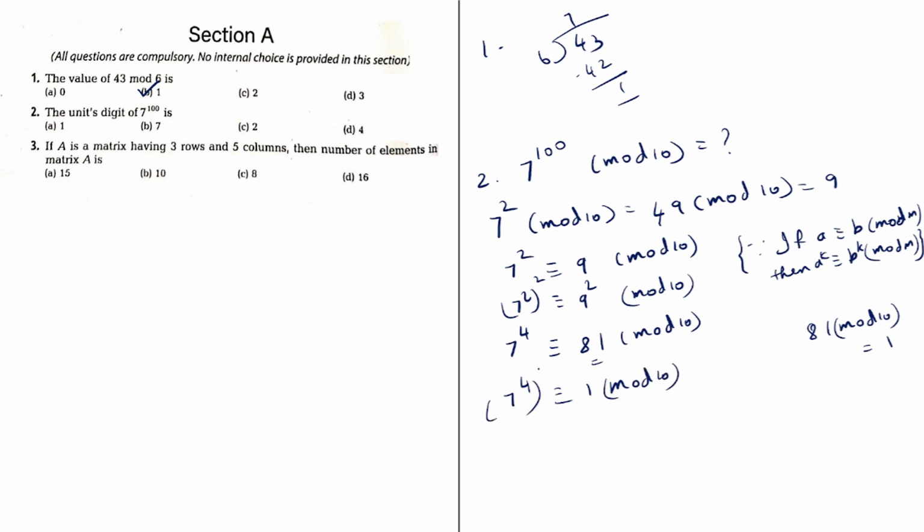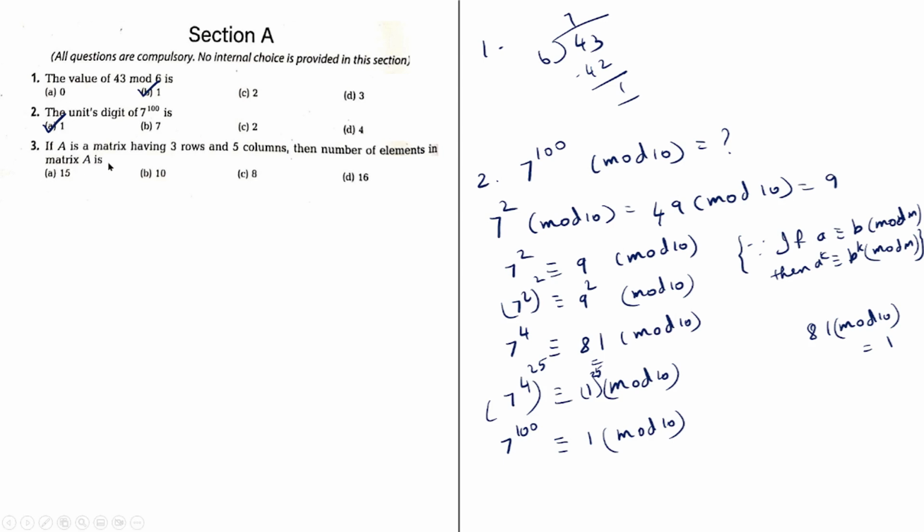Now we can raise both sides to the power 25, so that we get 7 raised to 100. We need 7 raised to 100 mod 10. We got 7 raised to 4 congruent to 1 mod 10. If we raise both sides to 25, we get 7 raised to 100 congruent to 1 raised to 25, which is 1, mod 10. So when we find 7 raised to 100, the units digit will be 1. So the correct option is option A.